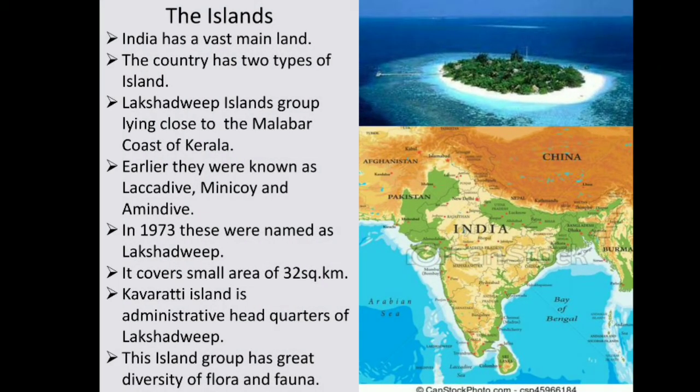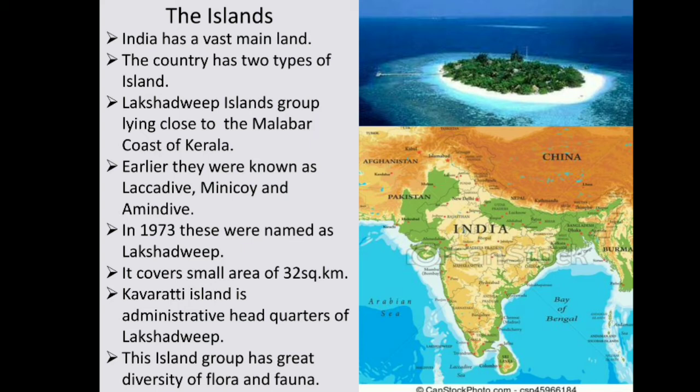Okay, now let us learn about the islands. India has a vast mainland. The country has 2 types of island. Lakshadweep Islands group lying close to the Malabar coast of Kerala. Earlier, they were known as Laccadive, Minicoy and Amindivi. In 1973, these were named as Lakshadweep.